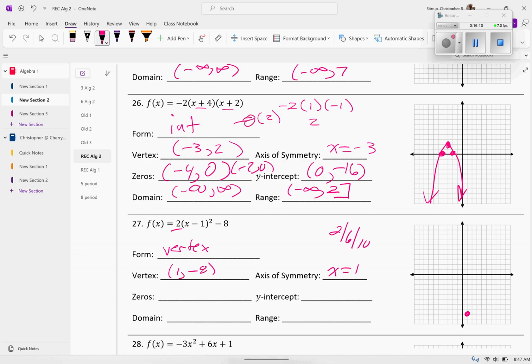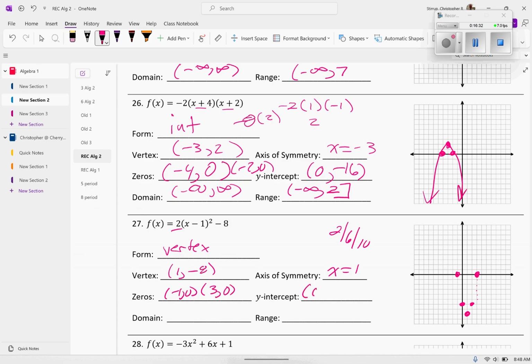So if I go right 1 up 2, left 1 up 2, I found the y-intercept, which is great. We can figure that out later. And then I'm going to go right 1 up 6, 3, 4, 5, 6, and left 1 up 6. So I have my zeros at negative 1, 0, and 1, 2, 3, 3, 0.